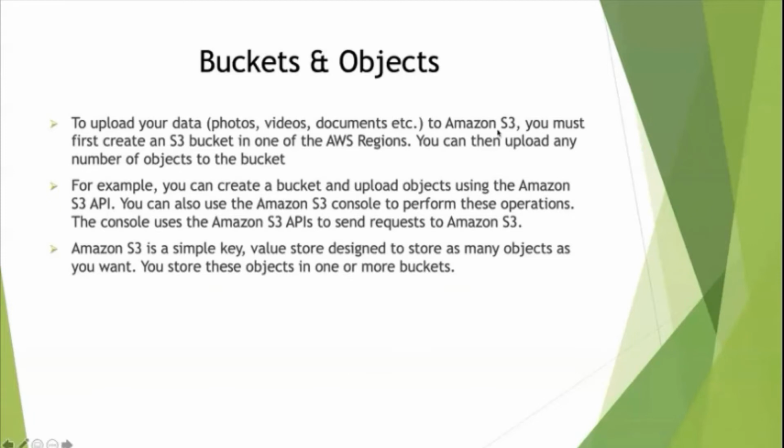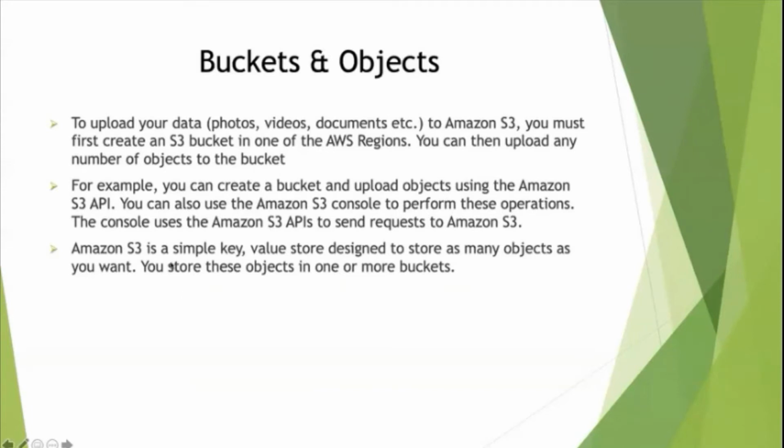And then you can go ahead and upload any number of objects to that bucket. For example, you can create a bucket and upload objects using the Amazon S3 API. That is what we did yesterday using the CLI command. We went ahead and created a bucket using aws s3 mb and then s3:// and the bucket name, right? So you can do that using the CLI, or you can use the S3 console, which I'll be showing you today, to create a bucket.